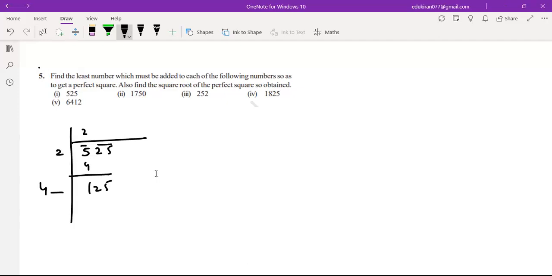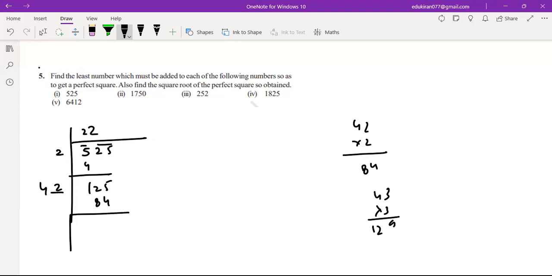If I put a blank over here, what do I get? I put 2 here, and 2 also here. So it's 42 multiplied by 2, 84. Yes, I got 84. If you multiply it with 3, 3 3s are 9, 4 3s are 12, so it's greater. That's why I'm taking this number. After doing this, I get the remainder 41.